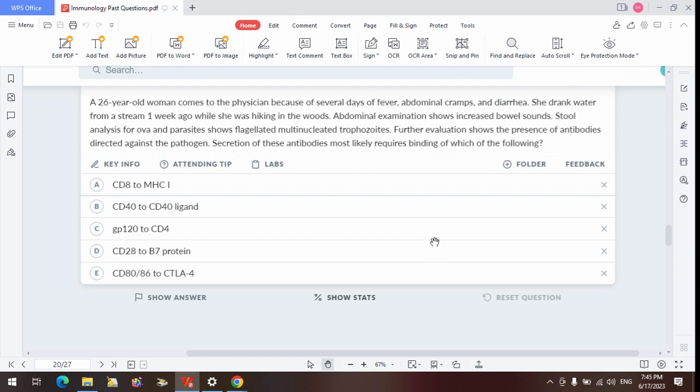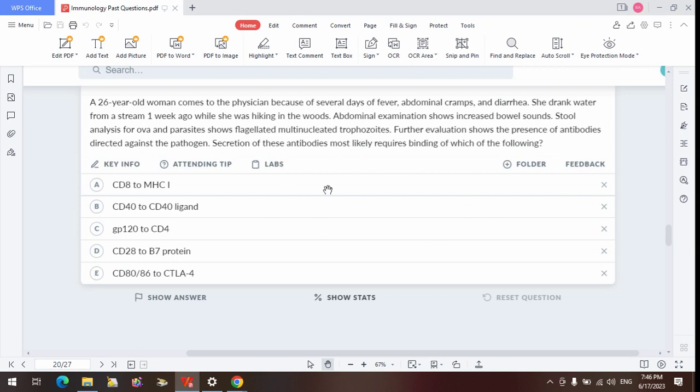Further evaluation shows presence of antibody directed against the pathogen. So secretion of the antibodies, I will go with CD40 ligand. I said CD40 to CD40 ligand. That's what I went with. Yeah, that is very correct.